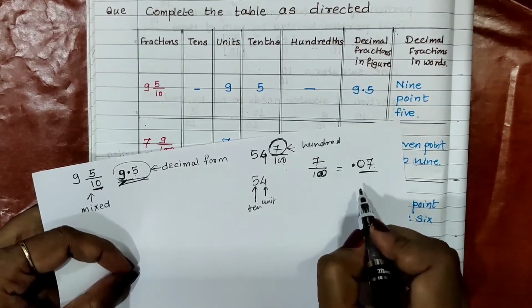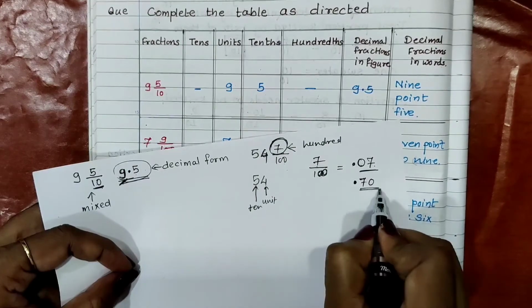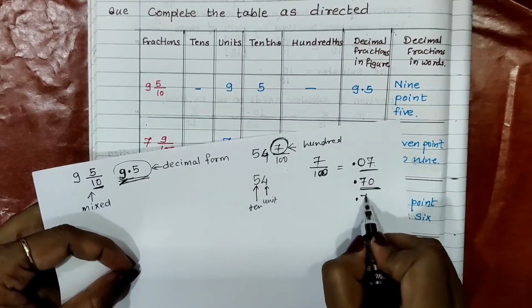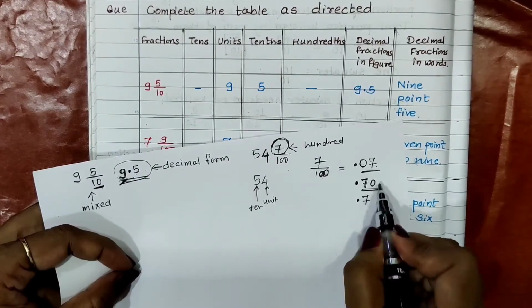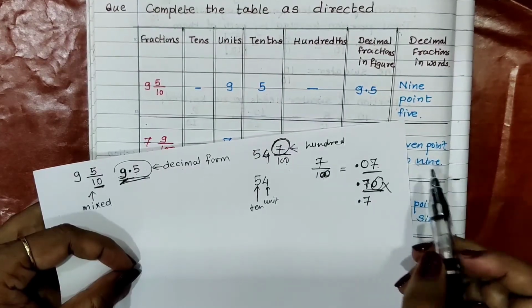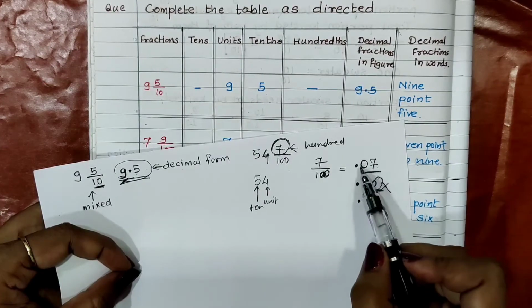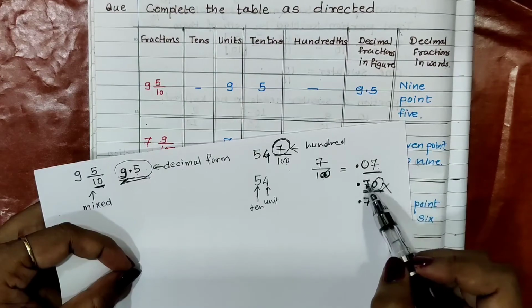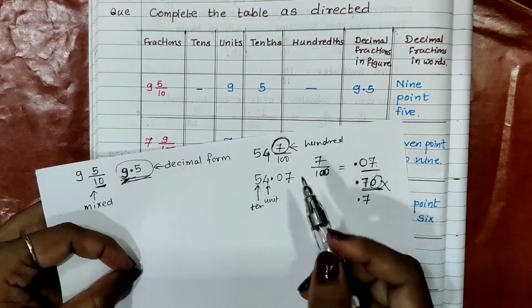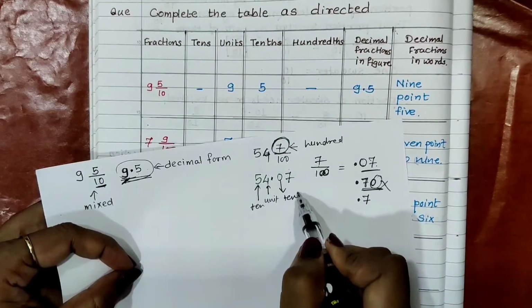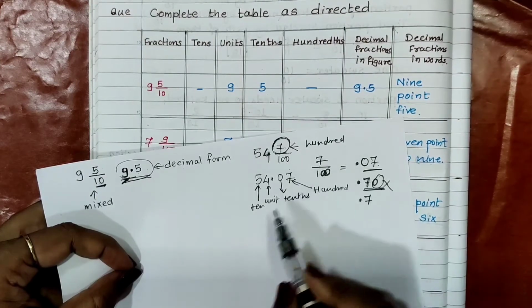So you will be asking, then why we should not write 0.70? Because 0.70 is equal to 0.7 only. Okay, because when 0 is written after one digit, this 0 does not have any value. So always when we want to write 2 digits, we have to write 0.07. We should not write 0.70. So 54.07 will be there. So 0 will be at tenths place and 7 will be at hundreds place. In this way we will have to write.